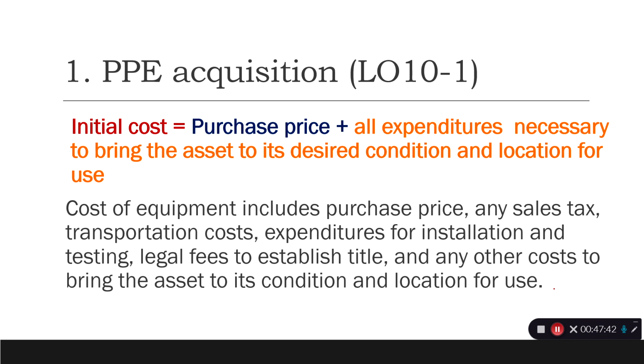So first of all, PP&E acquisition. All you need to remember is the initial cost, which is how much cost you can book. It's going to be the purchase price plus all expenditure necessary to bring the asset to desired condition and location. So the cost of equipment can include purchase price, sales tax, transportation costs, expenditure for installation, testing, legal fees to establish the title, and any other cost to bring the asset to its condition and location for use.